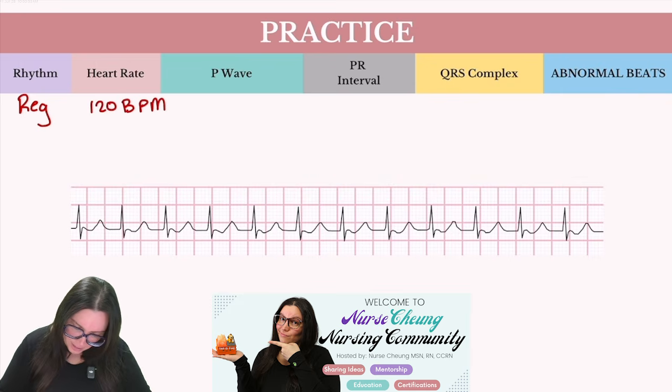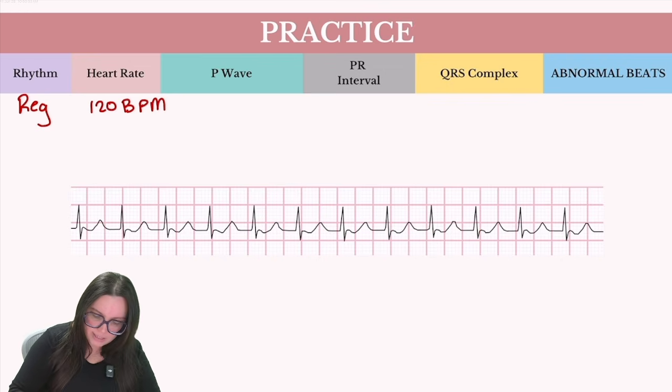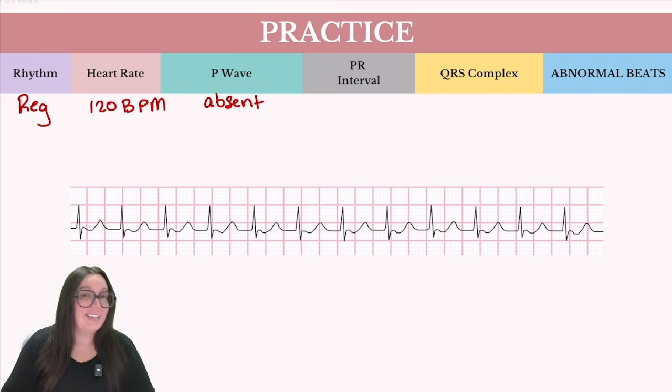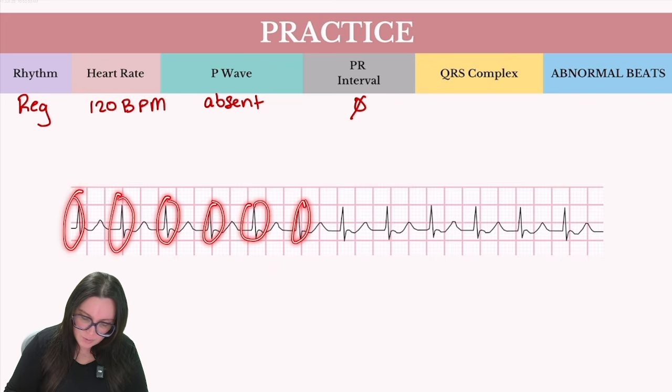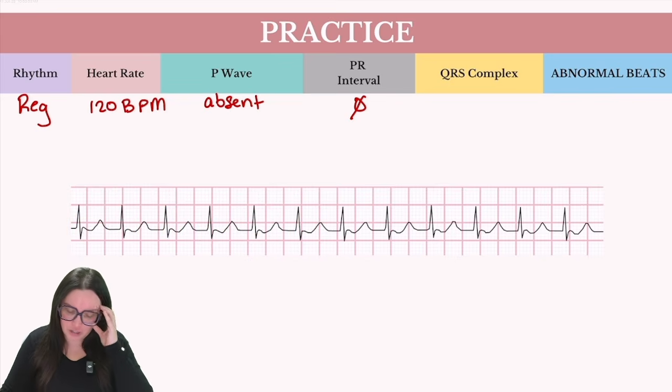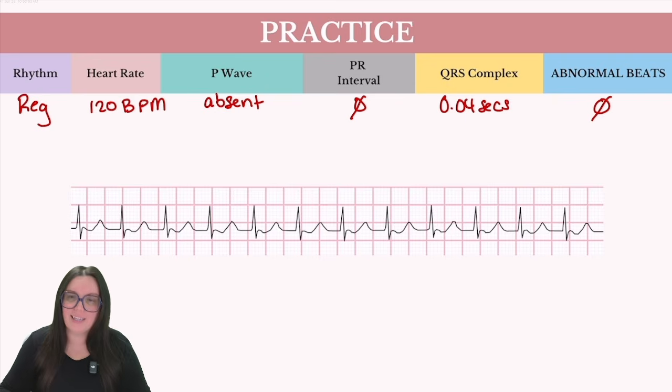Next up, I want to take a look at my P waves. So as you can see here, I really don't have any P waves that I'm able to note here. So I'm going to say that our P waves are absent. Because I don't have any P waves, there's no PR interval that's going to be measured, so I can automatically eliminate that. And then looking at our QRS complexes, they do appear to all be narrow and normal, which means they're happening at or above the junctions. These actually appear to be a little bit more narrow than the examples we saw before, so I'm going to say that this one is about 0.04 seconds. And then lastly, do we have any abnormal beats? Not that I can see here, so we can eliminate that.